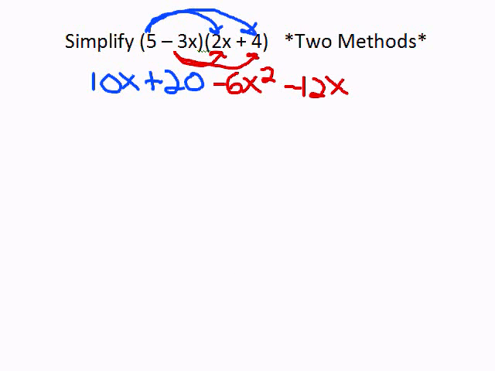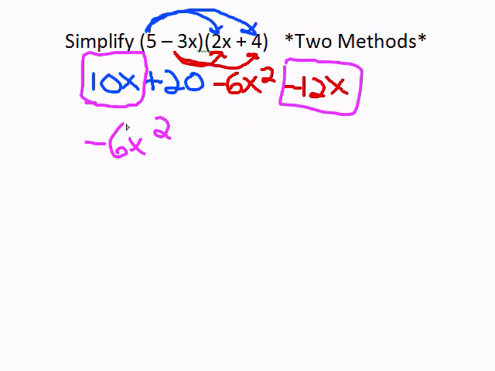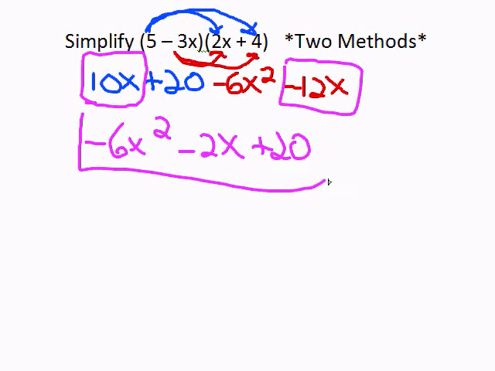So, just like the other method, we end up with a series of letters and numbers written out, and we're going to write it from largest exponent to smallest. So negative 6x squared comes first. Then we're going to combine our 10x and our negative 12x, since that's the next largest exponent. 10x and negative 12x give us negative 2x, and that leaves us in the end with a plus 20. So those are the two methods we're going to use to distribute, and it's really up to you which method you want to do in order to simplify expressions like these.